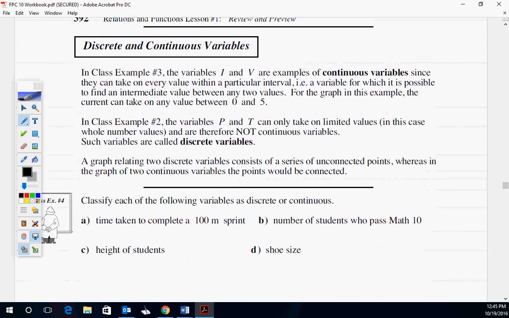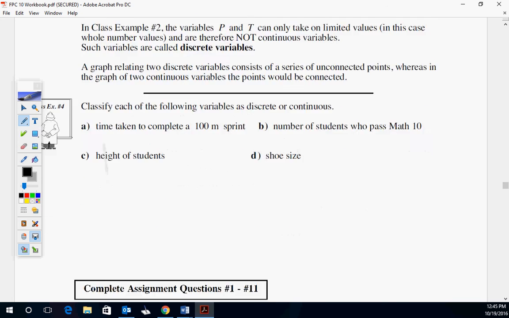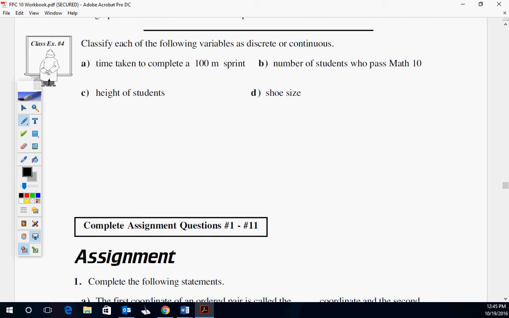Okay, discrete versus continuous. That's what we were talking about. What's discrete versus continuous? In class example 3, there are continuous variables that can be broken into decimals. There's an infinite number of possibilities for their answers. In class example 2, they were discrete because they're whole things. They're whole triangles we were talking about. You can't have decimal triangles. So in the following, our last example, what are these?